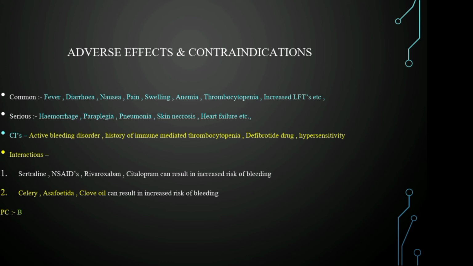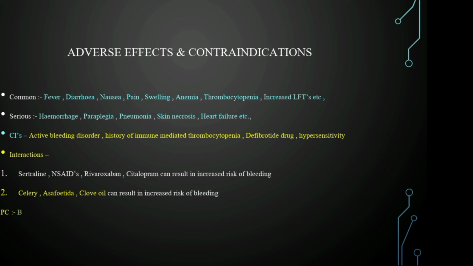Now coming to the adverse drug effects and the contraindications. Most of the common effects that can be seen with this drug are fever, diarrhea, nausea, pain. The pain and the swelling can be seen at that particular injection site. Anemia, that is the decrease of the blood count. Thrombocytopenia. The biochemical side effect is increased LFTs, means we can see increased levels of the liver function tests. And when coming to the serious adverse effects: hemorrhage, paraplegia, pneumonia, skin necrosis, means the particular skin cells will be dead, heart failure and atrial fibrillation. Such types of adverse effects can be seen.